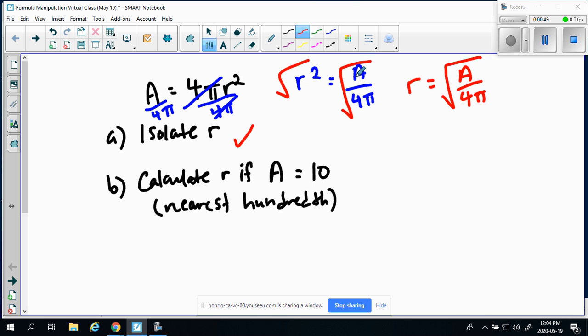So if A is 10, then what is the value of r? So all we've got to do is plug in 10 for A, and we can, in theory, come up with our answer. The tricky part is typing this into your calculator. I believe that my preference would be to type in the inside first and then to square root the answer. But the key is, if you don't put the 4 pi in brackets, you're going to get the wrong answer.